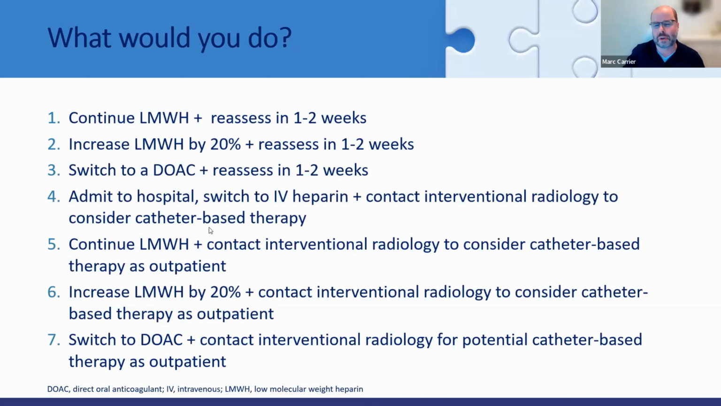I don't think I would increase the dose by 20%. There's no recurrence, there's no extension at this point in time, or concerns about that. And switching to a direct oral anticoagulant is not a bad option, but I don't think it will add too much at this point in time. The patient's already well anticoagulated with a parenteral agent. I don't think we need to do that.